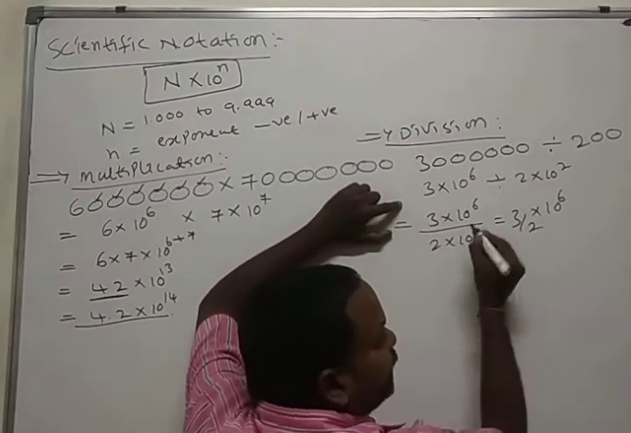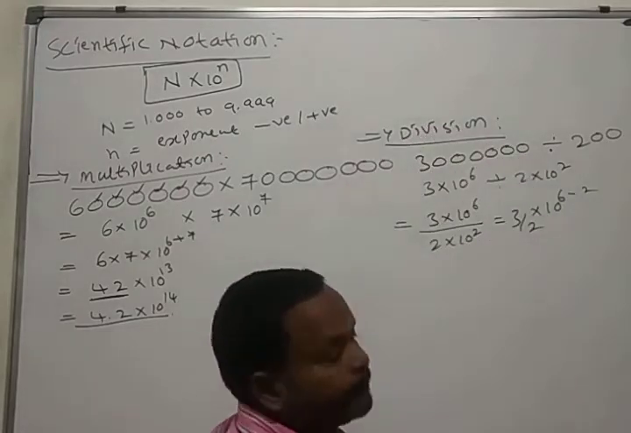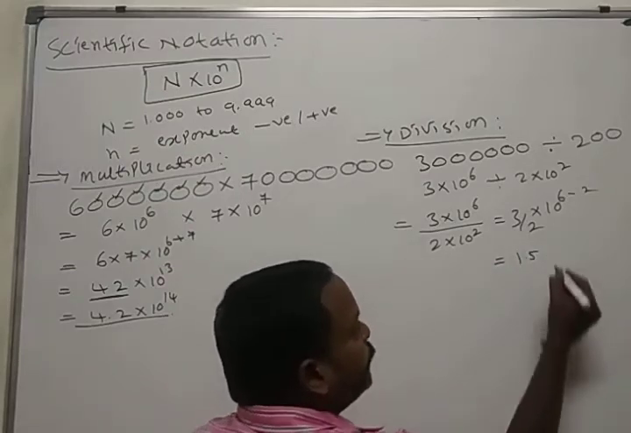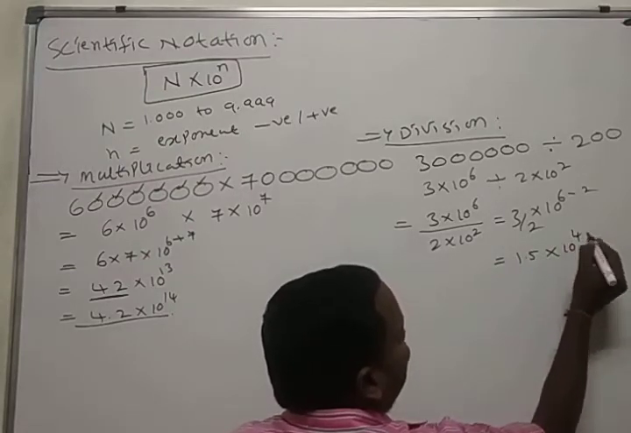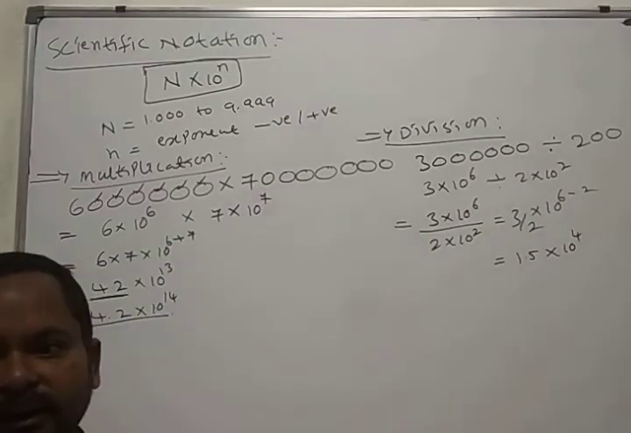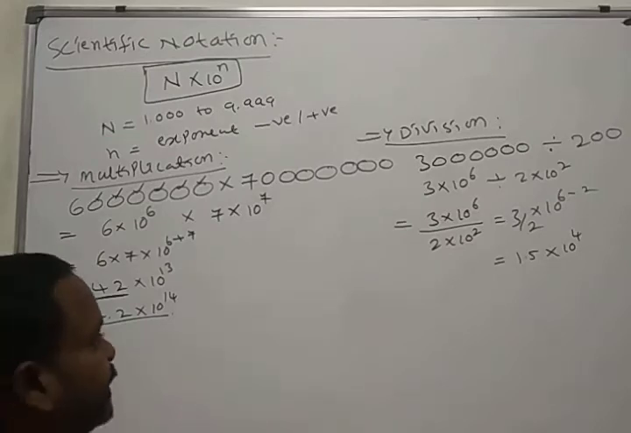Here the power 2 is there; when it moves upside it becomes minus 2. 3 by 2 means 1.5 into 10 to the power of 4. The value of this one is 1.5 into 10 to the power of 4. Okay, we will do another division, for example.